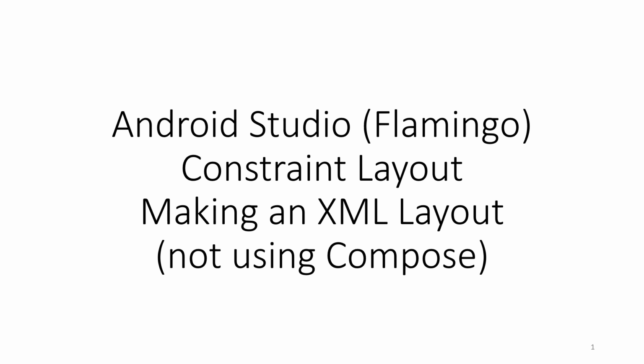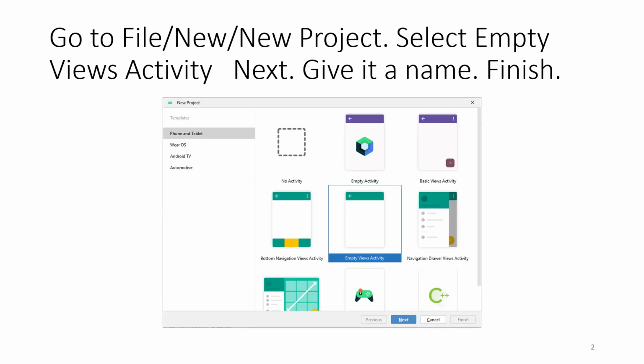We're going to look at making a constraint layout. So we're going to have a main activity XML layout. We're not using Compose, and we're going to see how to work with a constraint layout, how to apply the constraints, what constraints are necessary, and so on.